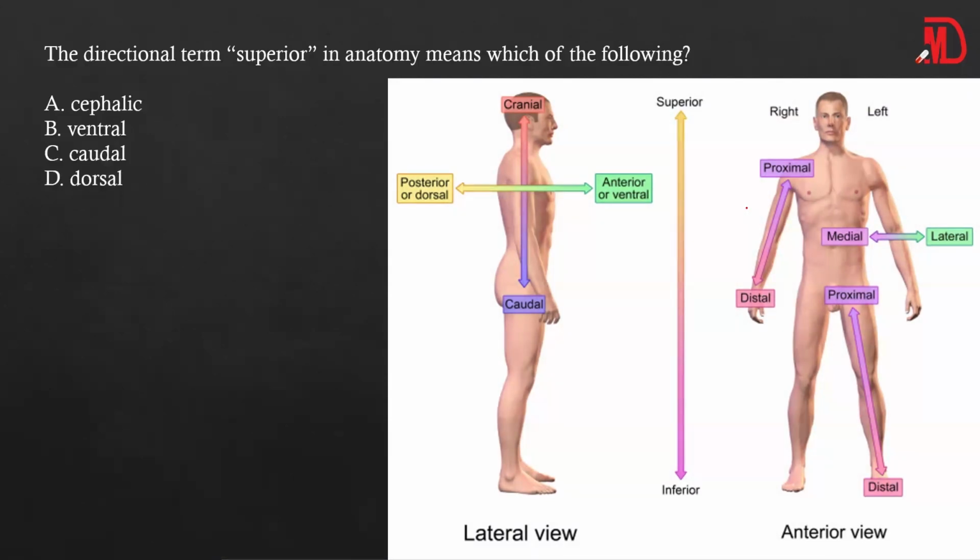So when you move towards the up, we have the cranial or the cephalic. If you are moving downwards or towards the tail, we call it the caudal. Now, this cranial also means cephalic, also means superior. And then the caudal also means what?